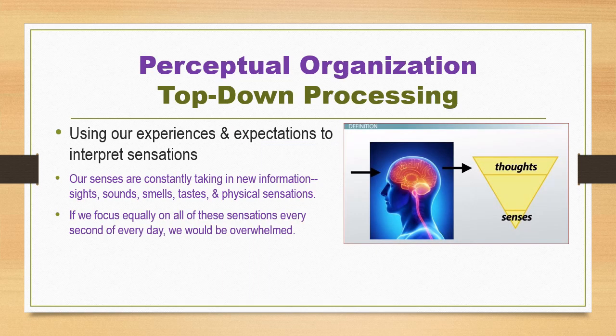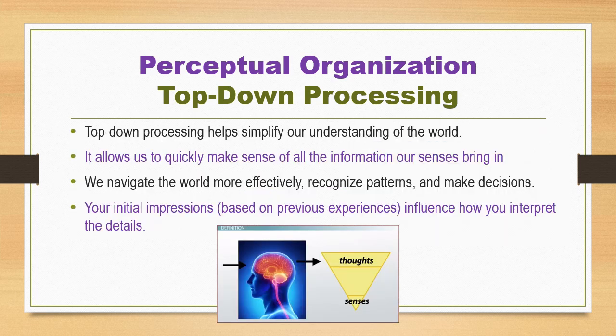So there's top-down processing, basically coming from the brain or our thoughts down to our senses. So using all of the experiences we've ever had, we have to interpret the sensations that we are receiving. Our senses are constantly sending us new information, hundreds of thousands of sounds and smells and tastes, all happening at once every second. And we can get totally overwhelmed if we don't let our thoughts kind of make sense of all of that. So, top down processing helps us simplify our understanding of the world.